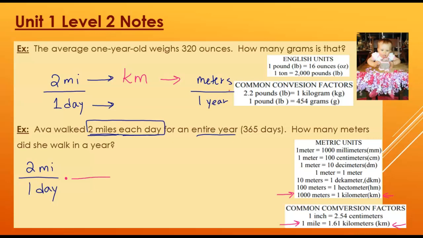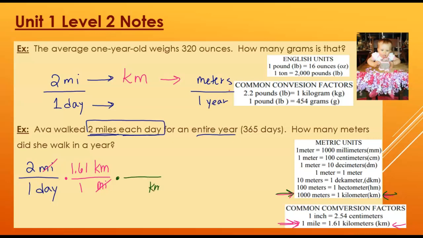So I want the miles to cancel, and I know that there's a relationship between miles and kilometers where 1 mile is equal to about 1.61 kilometers. So the miles will cancel. So my answer would be in kilometers per day. Well, I want the kilometers to become meters. So let's work on this conversion.